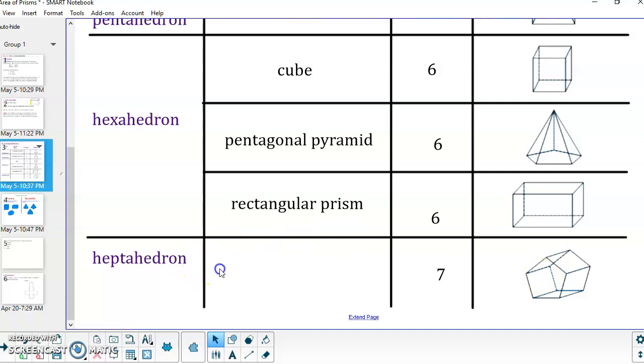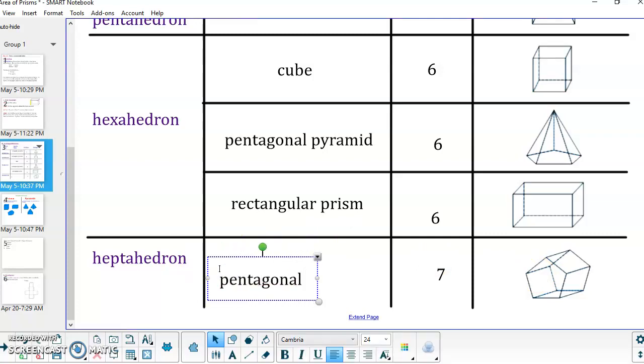So this is going to be also a pentagonal prism. So my bases here are going to be these pentagon ends, not these rectangular faces, which are actually going to be like the lateral area of the prism. And we'll talk about that in the next video.